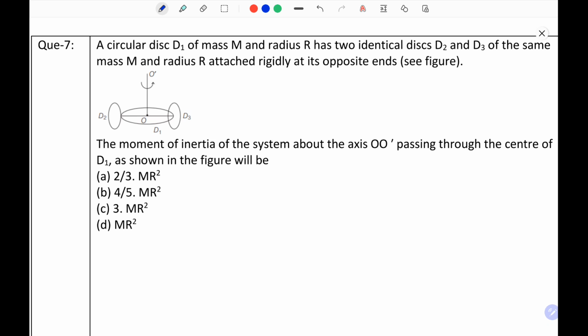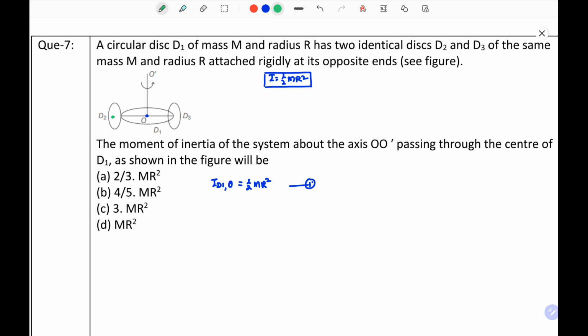For the disk, we know that moment of inertia I is equal to 1 by 2 mr square for the disk having the mass m, radius r through the axis of rotation passing through the center of disk and perpendicular to its plane. In the disk 1, the axis of rotation is through O and is perpendicular to the plane of the disk. The moment of inertia will be half mr square. This is our equation number 1. Now we consider the disk D2 and D3. Because both are identical, we will consider one and then the same will be applicable for the other disk.